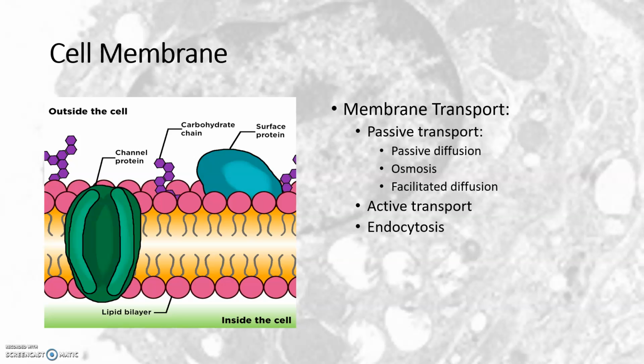And actually, you need to know a little bit about membrane transport and the different types of membrane transport, comparing passive transport, which includes passive diffusion, osmosis, and facilitated diffusion, active transport, and endocytosis. And you will need to read this up and have a general idea about which types of molecules are transported in which way.